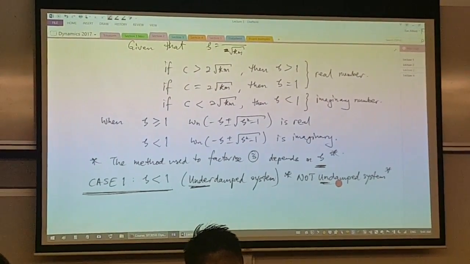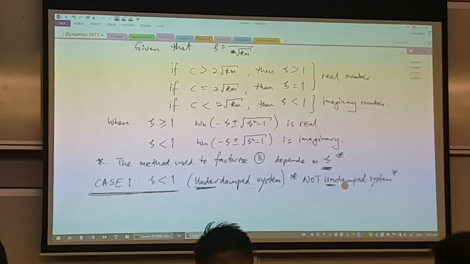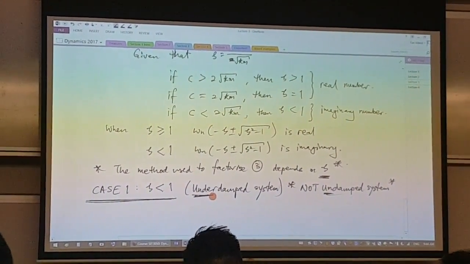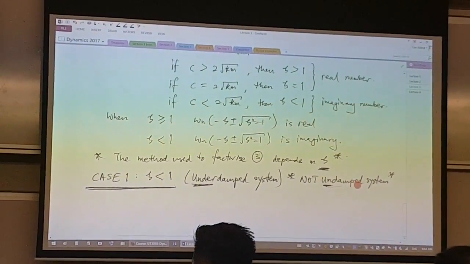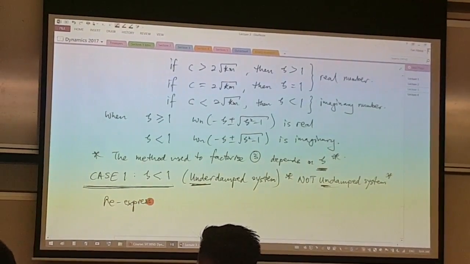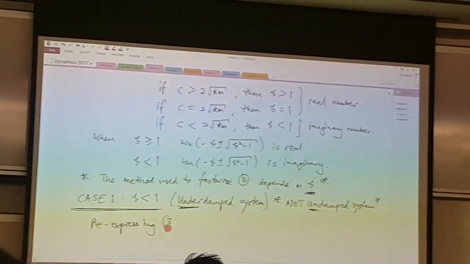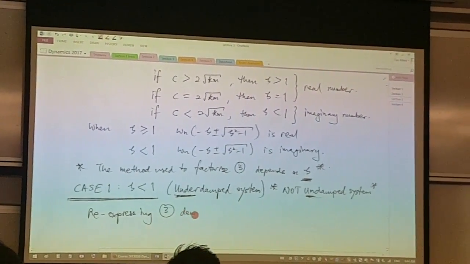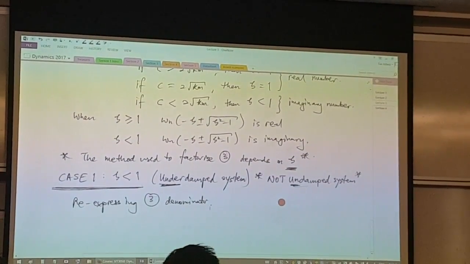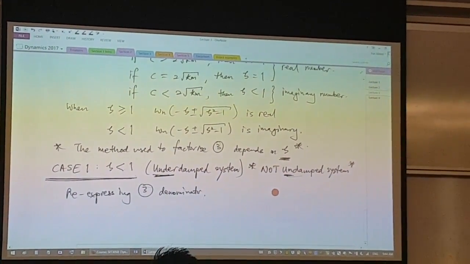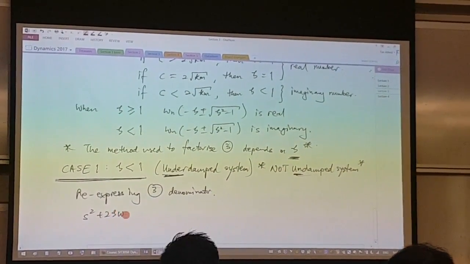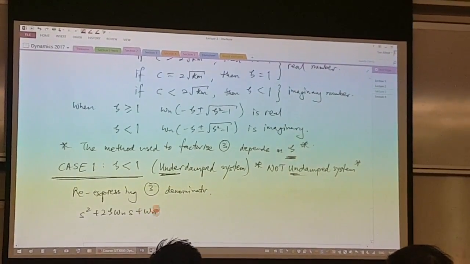Today is with damping, and out of which damping, if zeta is less than 1, we call it an underdamped system. So what we're going to do next is re-express equation 3's denominator. I'm going to write it out here. That's the denominator, s squared plus 2 zeta omega n s plus omega n squared.